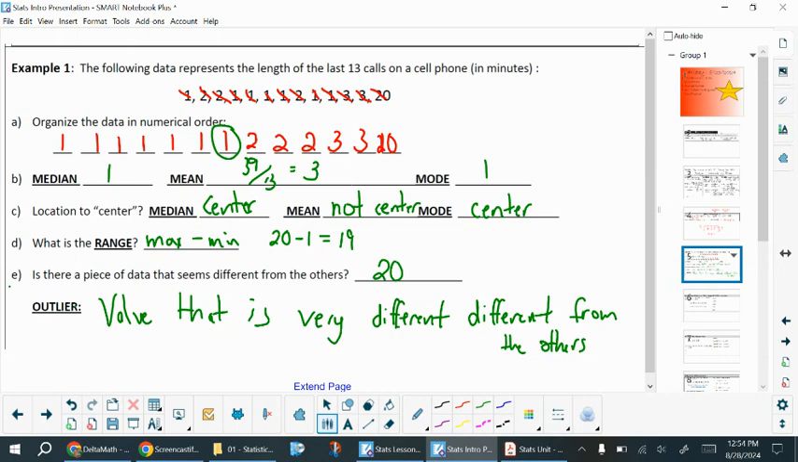The one big thing to kind of consider here is that outliers can have an effect on the results. The reason that our mean is so much higher than our median is because of that outlier in there. It's pulling our mean up.